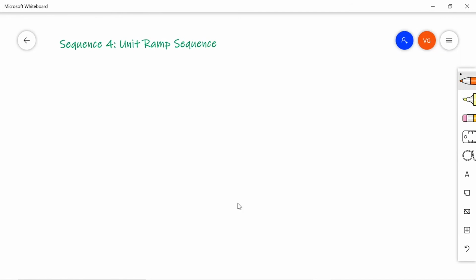And the last sequence in today's video here is the unit ramp sequence. So we know the ramp signal is defined like this: x of n is equal to n into u of n. That is, the signal is like this for continuous and defined like this for discrete.